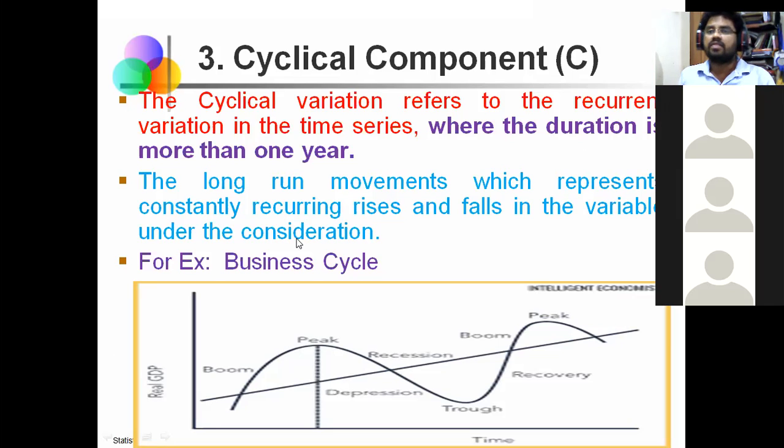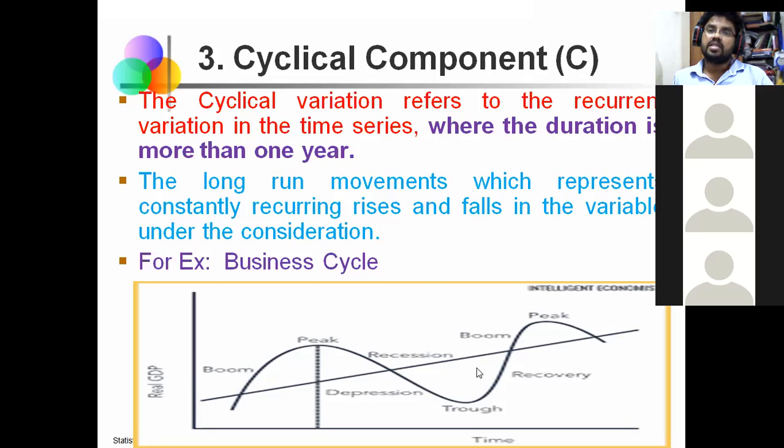The long run movements represent constantly recurring rises and falls in the variable under consideration. So when you observe the long run data, we can represent these constantly recurring rises and falls in whatever variable we are considering. On the basis of that variable, we can easily show where there is an up and where there is a low. Nothing but ups and downs.